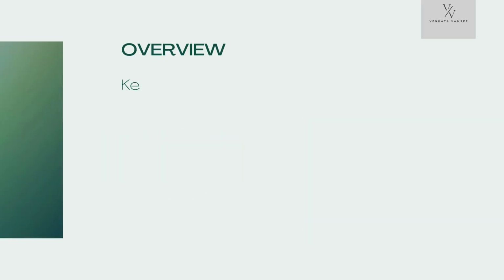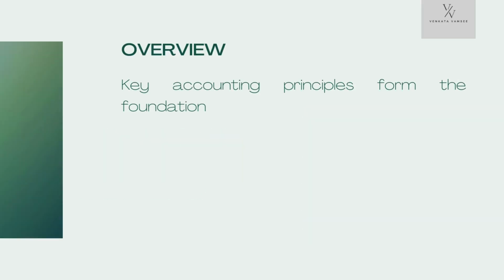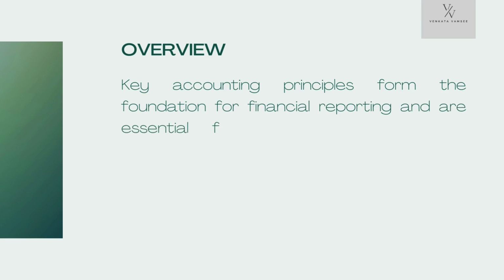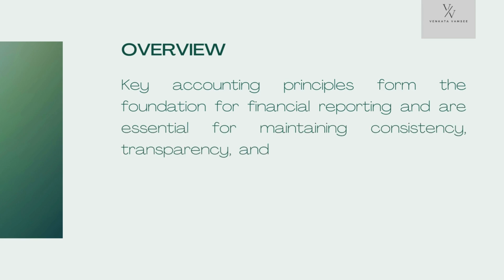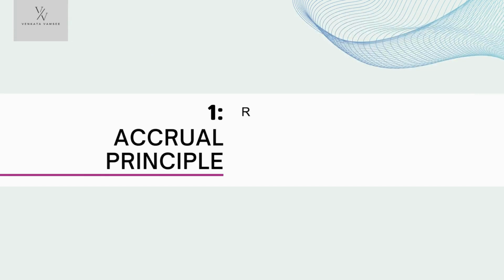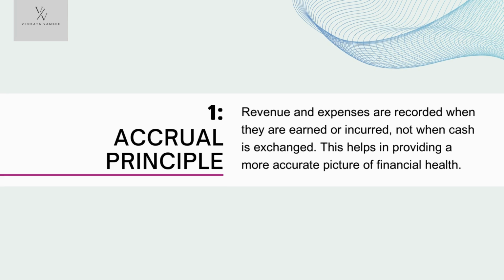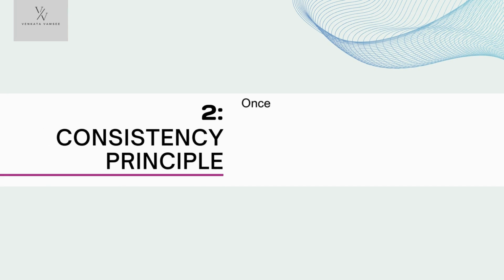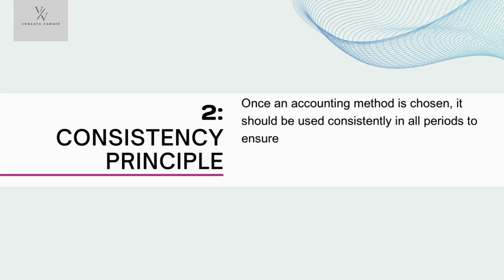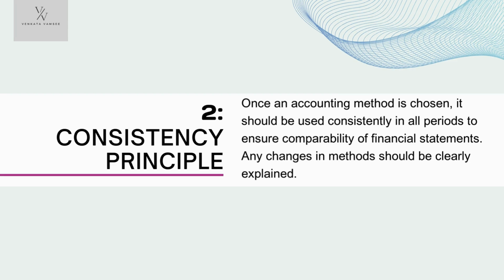Key accounting principles. Key accounting principles form the foundation for financial reporting and are essential for maintaining consistency, transparency, and accuracy in accounting practices. 1. Accrual principle. Revenue and expenses are recorded when they are earned or incurred, not when cash is exchanged. This helps in providing a more accurate picture of financial health. 2. Consistency principle. Once an accounting method is chosen, it should be used consistently in all periods to ensure comparability of financial statements. Any changes in methods should be clearly explained.